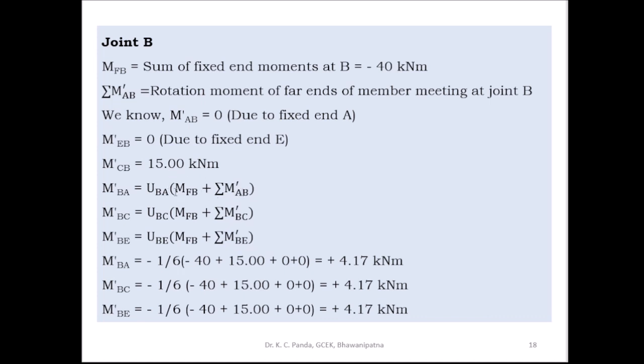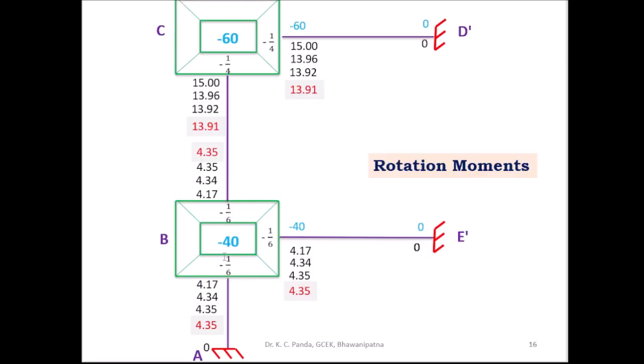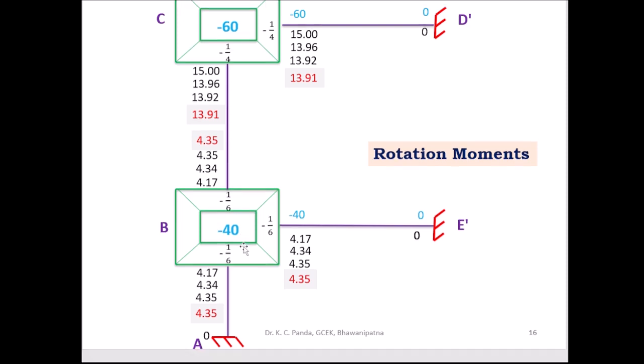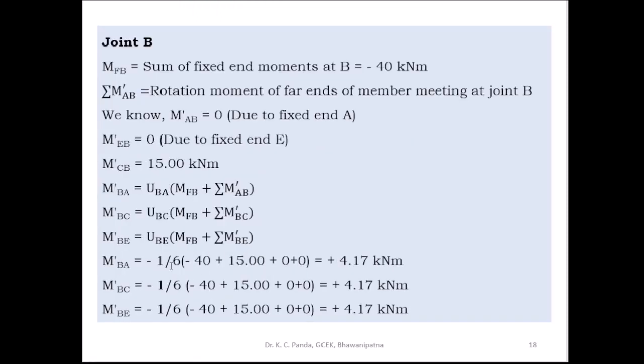So MFB is the fixed end moment of the joint B, and this is the far end rotation moment of the member BA. Similarly m dash BC is equal to UBC into MFB plus summation of m dash CB, and m dash BE is equal to UBE into MFB plus summation of m dash EB. So here you know the rotation factors, minus 1 by 6 for UBA, UBE, and UBC. The rotation moments are 0, 0, and on this side you take 15, and the fixed end moment of the joint B is minus 40. So minus 1 by 6 into minus 40 plus 15 plus 0 plus 0.